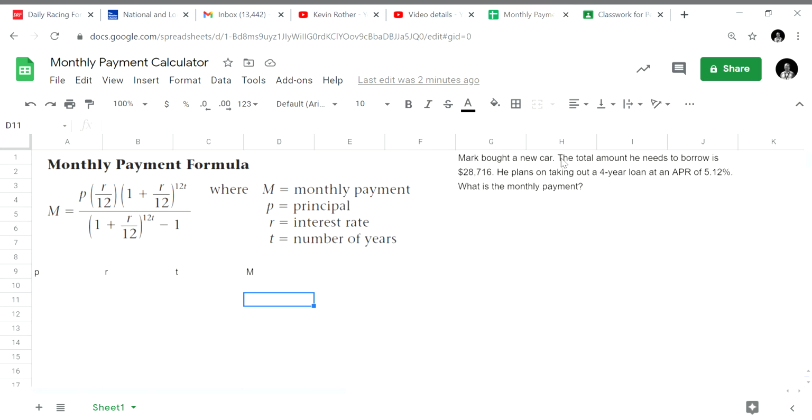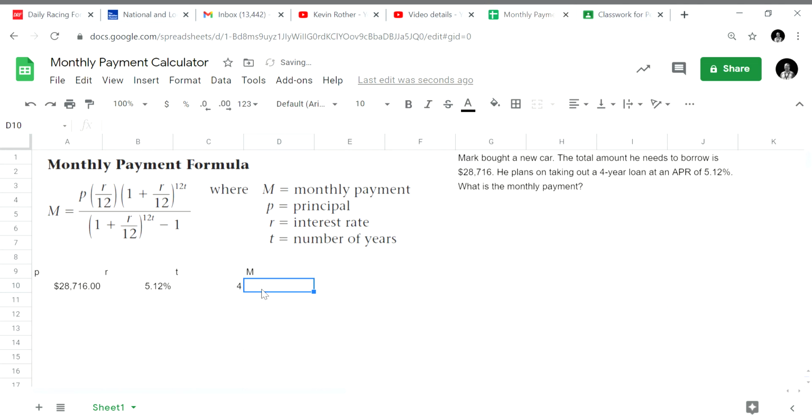So if we go back to the problem, the total amount he needs to borrow is $28,716. So we're going to enter that amount, $28,716. And I'm going to hit enter, and you'll see it has come up as a dollar amount because I went to the top of this column and I clicked the currency symbol. Now the interest rate says it's 5.12%, so I'm just going to enter 5.12 and see it automatically comes up as a percent. If you're doing any calculations with the percent on a calculator or by hand, you always have to make it into a decimal, but Google Sheets does that for us, so we don't have to do that. Time in years is a 4-year loan.